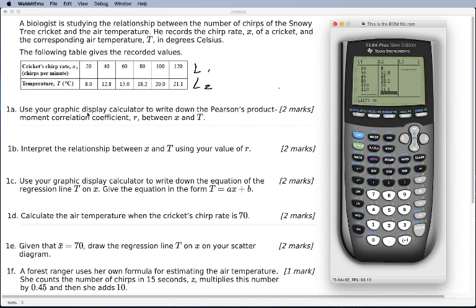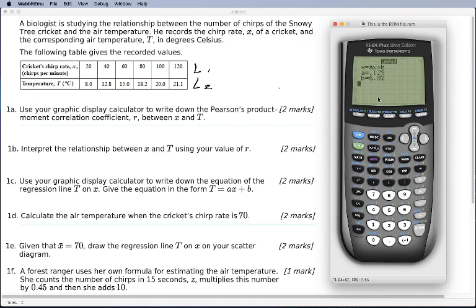If we look at the first question, it says use your graphic display calculator to write down the Pearson's product moment correlation coefficient r between x and t. Essentially what it's asking you is, once you've entered this data, you can click on Stat, go to Calc, and run linear regression. This is going to give you your linear regression line and your r value.